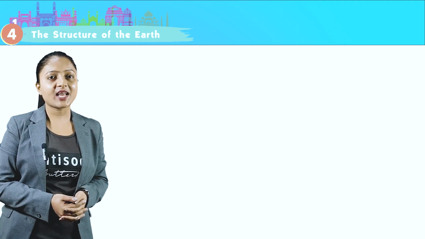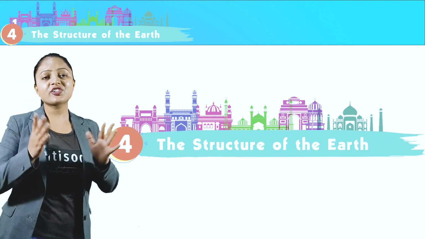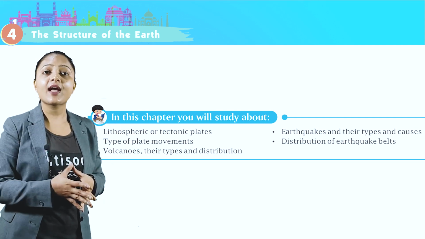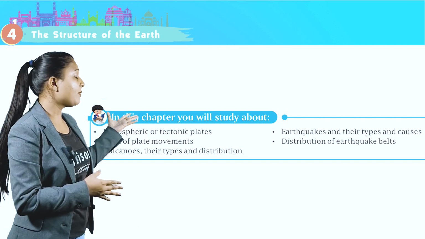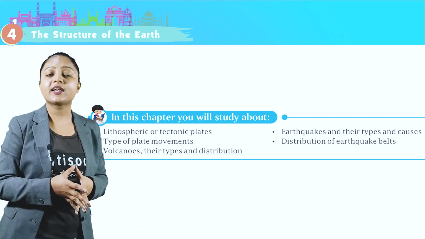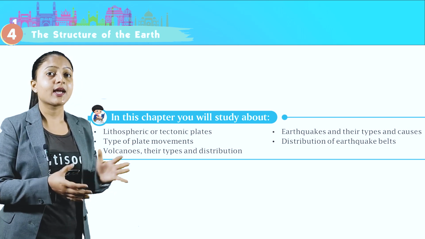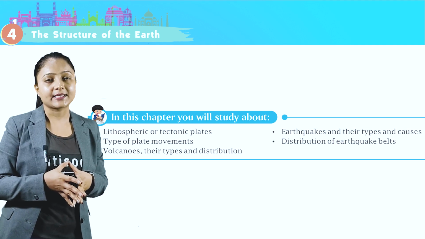Today we are going to start our chapter 4, Structure of the Earth. In this chapter you will learn about lithospheric or tectonic plates, types of plate movements, volcanoes, their types and distribution, earthquakes and their types and causes, and distribution of earthquake belts.